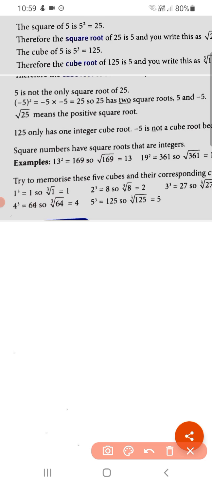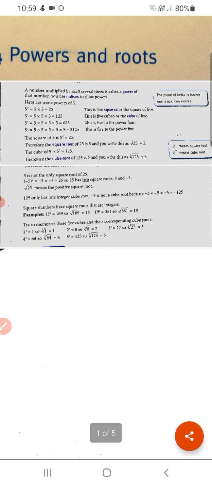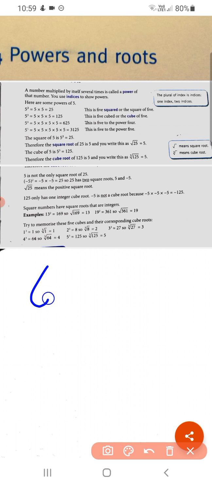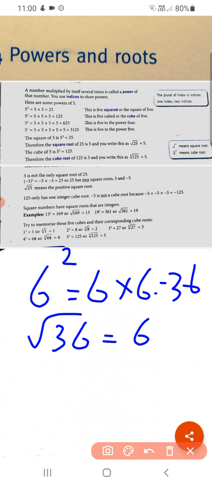If you know the square of a number, we can find its square root. Similarly, if we know the cube of a number, we can find its cube root also. Let me show one more example. 6 squared is equal to 6 times 6, which is equal to 36. So the square root of 36 is equal to 6. This is the relation between this power and this root.